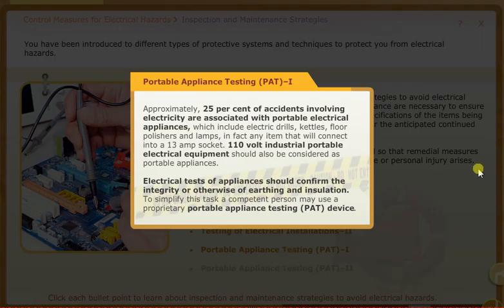Portable Appliance Testing, or PAT 1. Approximately 25% of accidents involving electricity are associated with portable electrical appliances, which include electric drills, kettles, floor polishers, and lamps. In fact, any item that will connect into a 13-amp socket. 110-volt industrial portable electrical equipment should also be considered as portable appliances. Electrical tests of appliances should confirm the integrity or otherwise of earthing and insulation. To simplify this task, a competent person may use a proprietary portable appliance testing or PAT device.